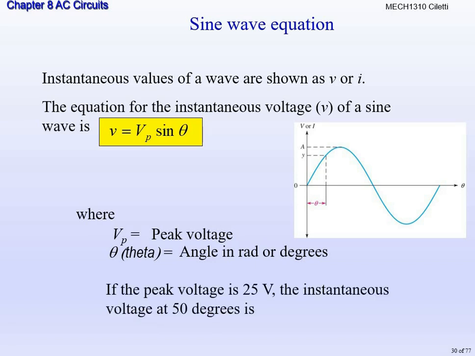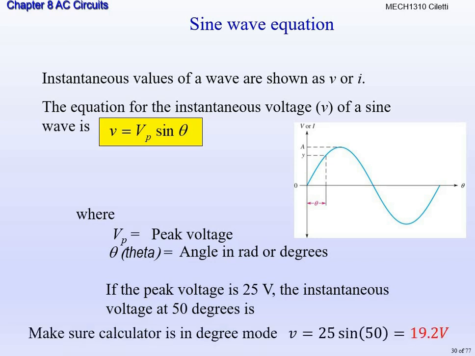So let's do an example here. If the peak voltage is 25 volts, the instantaneous voltage at 50 degrees is... And this would be a problem that I'd give you on a quiz or a test or your final or things like that, all right? What do we have? We have Vp, Vp is 25, and we have theta, theta is 50. We literally just need to substitute into that equation here, all right?